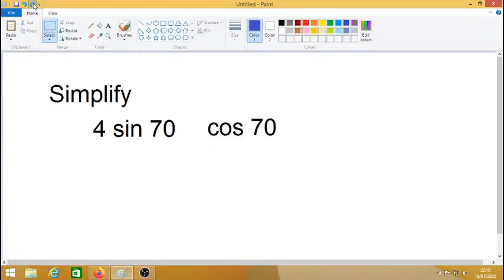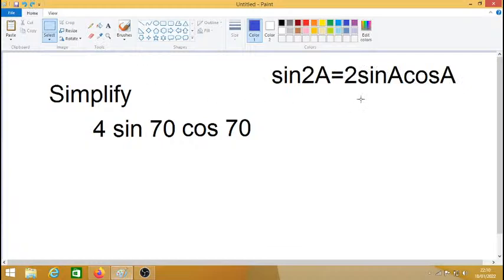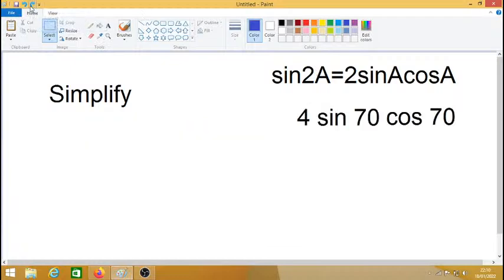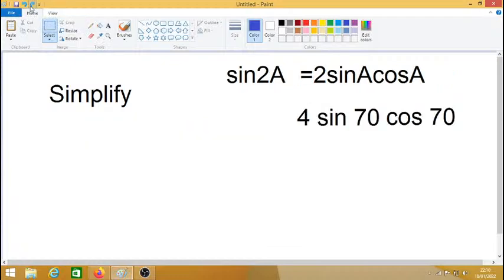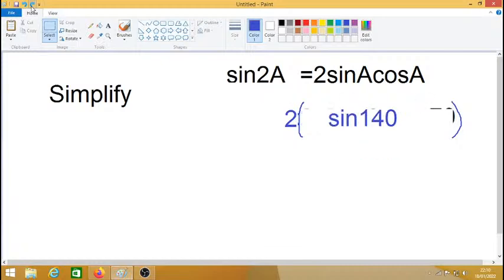From here, you recognize it's similar to the 2 sine a cos a formula: sine 2a is equal to 2 sine a cos a. Think about the 70 as the a, so that means on the left-hand side you'll have a sine of 140, but that'll only work if you get it exactly as the 2 sine a cos a. Here we've got 4 sine, so we just want to swap the 4 with 2 times 2. That way we can treat the 2 sine 70 cos 70 as the sine 140 bit, and then that's your final answer.